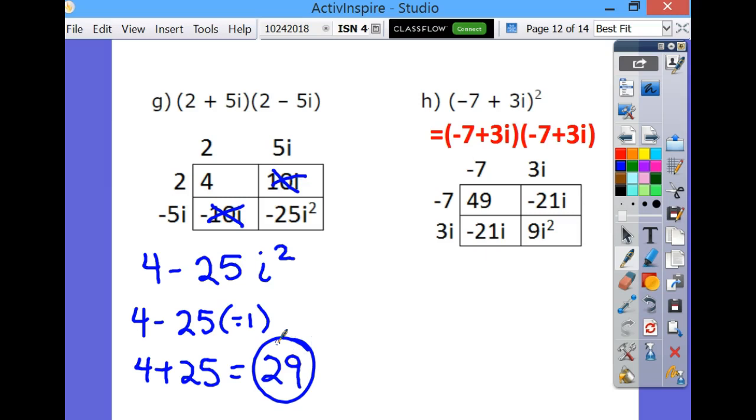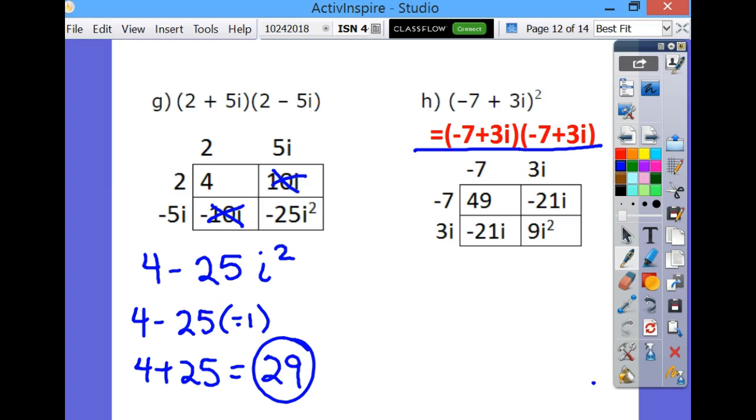29. On the next problem, you cannot just square the first term and square the last term. There's a middle term in there. This is what it means to square a binomial. It means I'm going to have -7 and a +3 on top of my box and a -7, +3 on the side of my box. So you're going to write the box problem down and multiply it out.